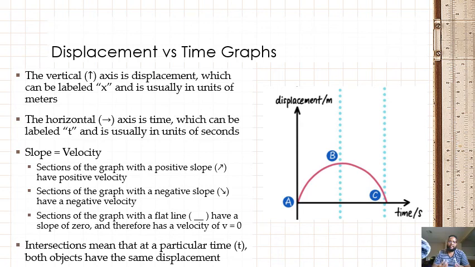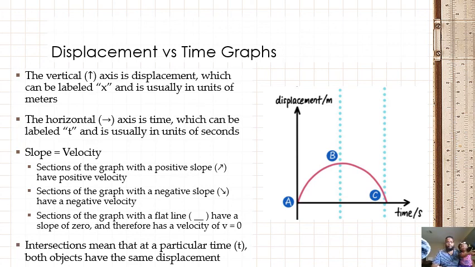Sections of the graph with a negative slope, or going down, like point C, have a negative velocity. That's right. Sections of the graph with a flat line, like B, you notice the top of that arc right there, it actually has a slope of 0 at the top. So sections of the graph where the slope is 0 have a velocity of 0.